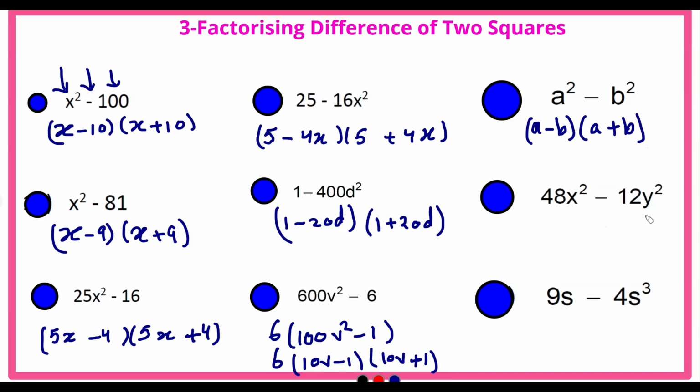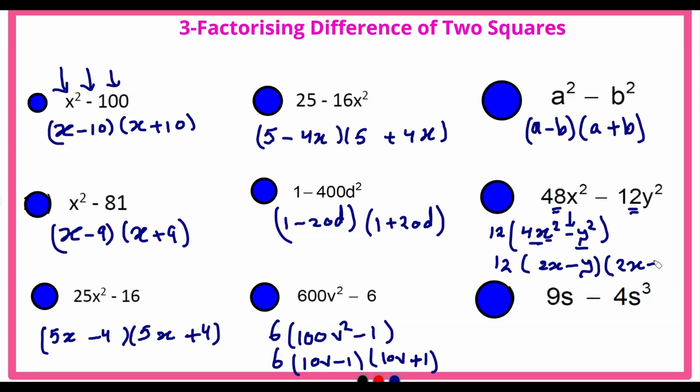What is the common factor here? 12. So look first, is there a common factor? Yes, 12 is a common factor. Take it out, so that's 12. What do you have here? You have 4x squared minus y squared. That's a square number, that's a square number, there's a difference. So I apply the rule of factorizing difference of two squares. I keep the 12 as it is. I say 2x minus y and 2x add y.